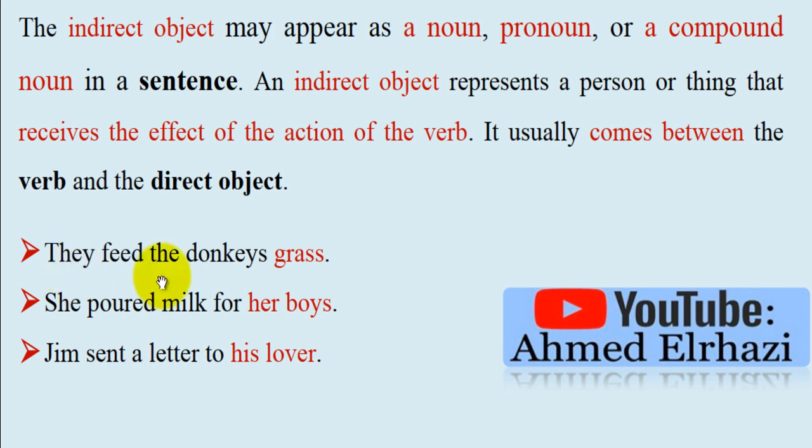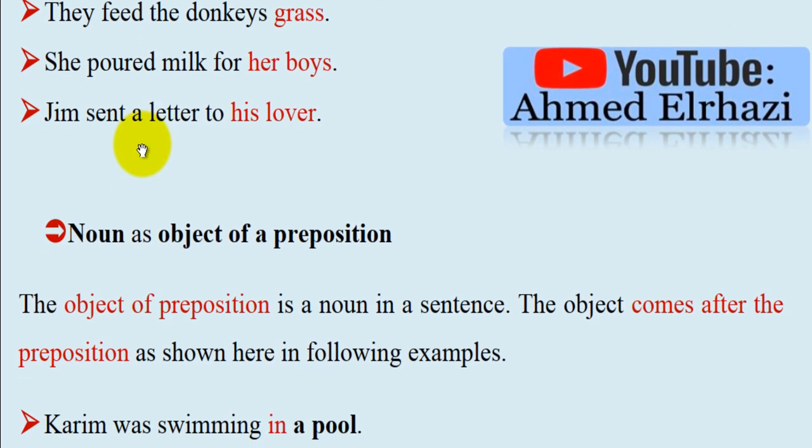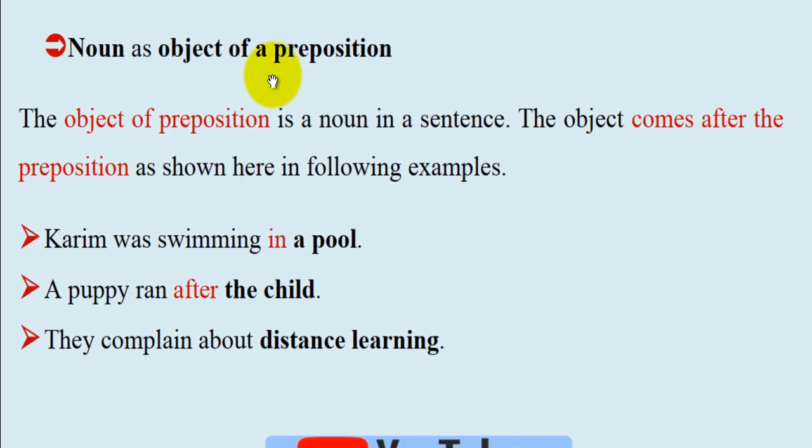They feed the donkeys. See, this is the verb, the direct object. The indirect object is grass. They feed the donkeys what? They feed them grass. She poured milk for her boys. Jim sent a letter to whom? To his lover.